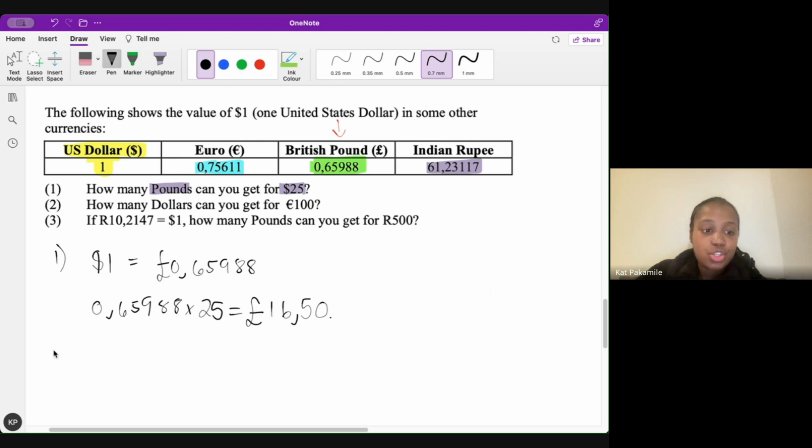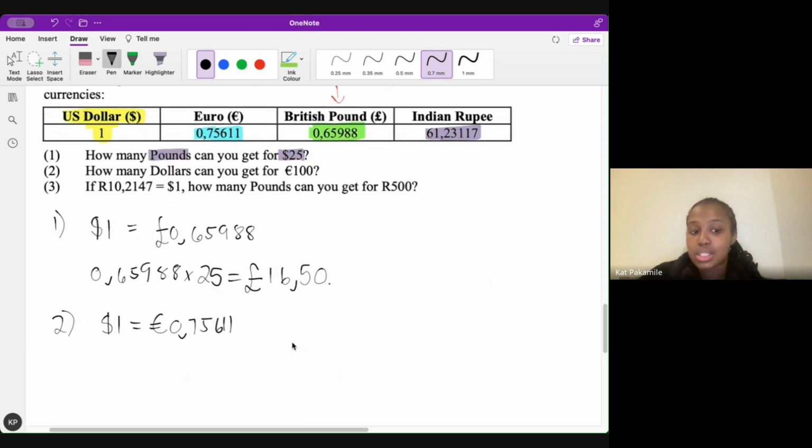Wonderful. Let's look at 2. How many dollars can you get for 100 euros? So $1 is equivalent to 0.75611 euros. How do we do this one? Can you divide? What am I dividing with what? Oh, see, we're not certain anymore.